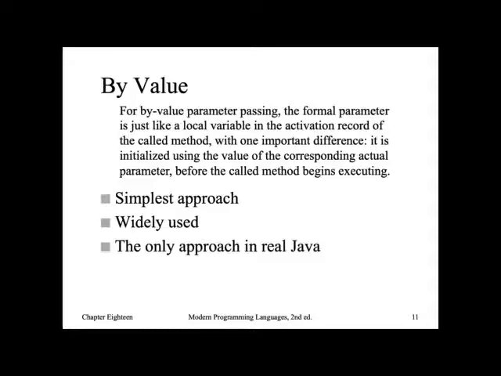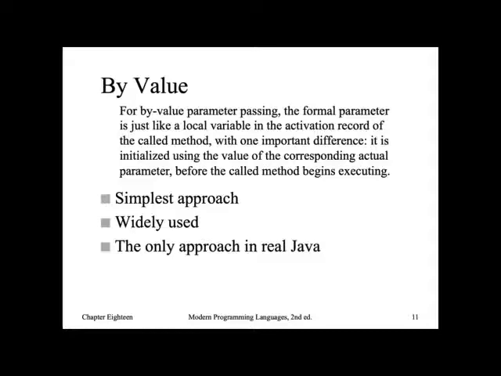And there's this slightly lengthy set of words right here. So I'm going to walk through this and what it's trying to say. This comes from the book. But here's the idea. With a pass by value, the formal parameter is the definition that happens inside the function, inside the method.